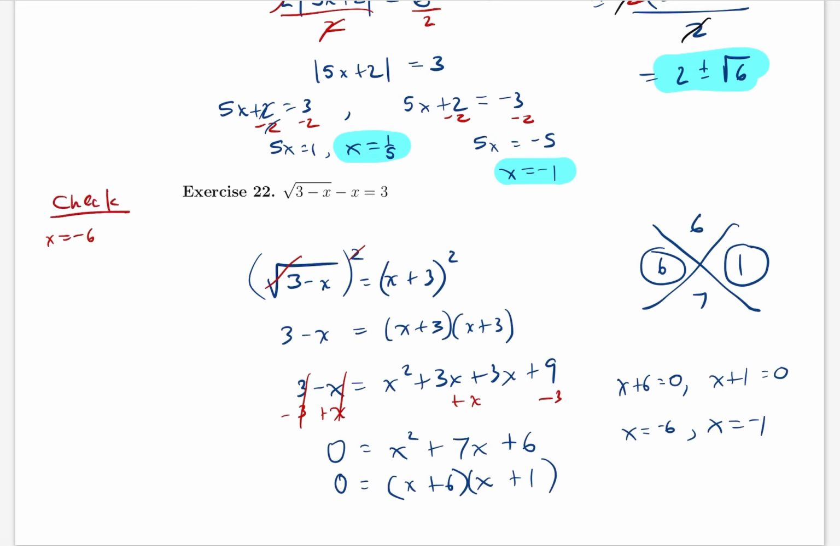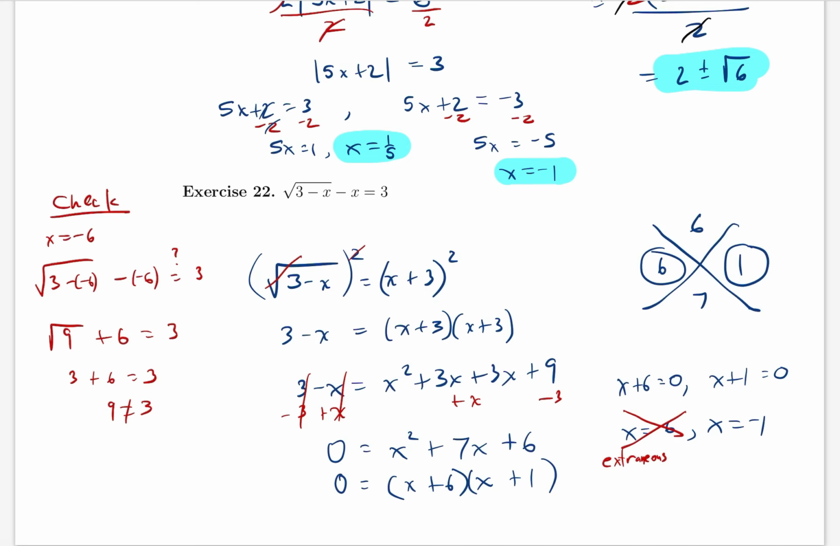So if you substitute -6 into x, you're going to get 3 minus -6 minus -6 equals 3. I'm going to put a question mark because we're not sure. So this becomes the square root of 9 plus 6. Does that equal 3? That's 3 plus 6 is 3. Clearly that is not true. So that's called an extraneous solution. Extraneous, which means it's not a solution.